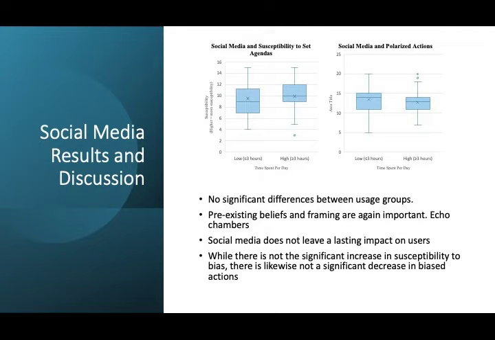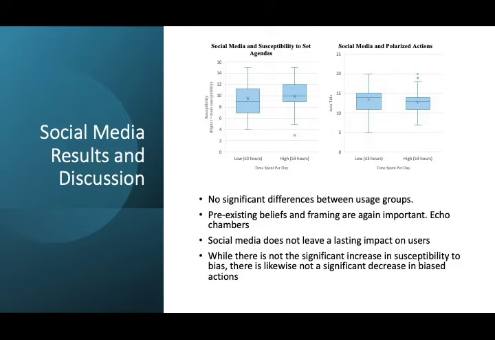The first thing to note about the results for social media was that social media is used far more than traditional media in younger demographics. So they were split along the 3-hour mark rather than the 1-hour mark when analyzing the data. With that said, I found no significant differences for either susceptibility to set agendas or polarized actions. But that doesn't mean there's nothing we can gain from this.